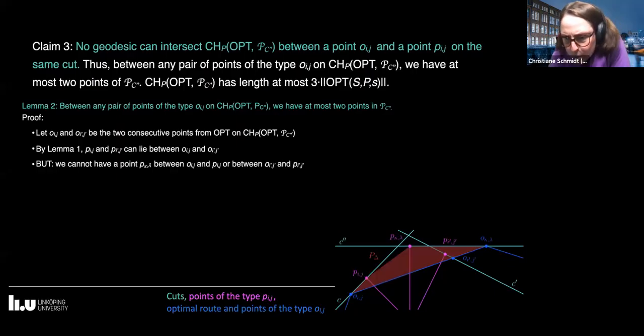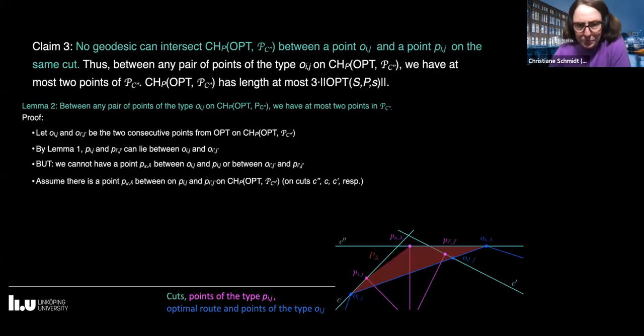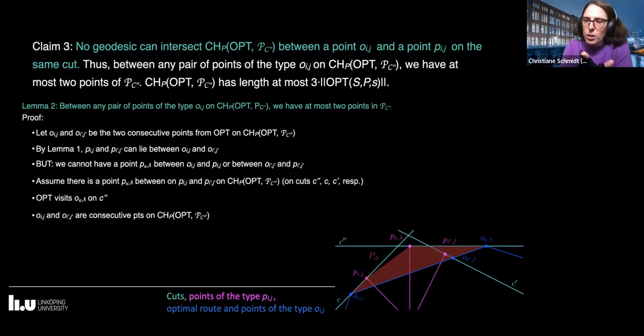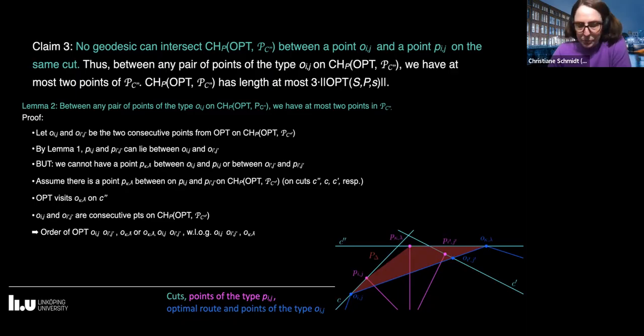So this is this P kappa lambda that I inserted there. And so we assume that this is on another cut, let's say C double prime. So what do we know? Well, opt has to somehow visit that cut as well in a point, okay, O kappa lambda. But we know that this one has to happen either before both Oij and Oi prime j prime or after, because these are two consecutive points of the optimum. So what we do here in this example is we can, without loss of generality, assume that's just after it.